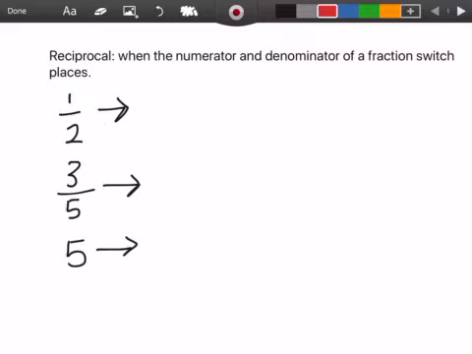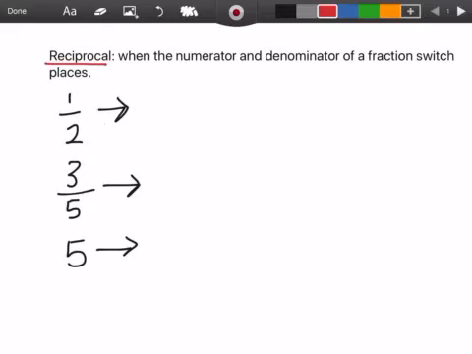Today we're going to work on dividing fractions, but before we get started, I want to talk about one of your vocabulary words, reciprocal. To find the reciprocal of a number, this is where the numerator and the denominator of a fraction switch places. So whenever you have a normal fraction, to find the reciprocal, we just flip the fraction basically. We switch the numerator and the denominator.